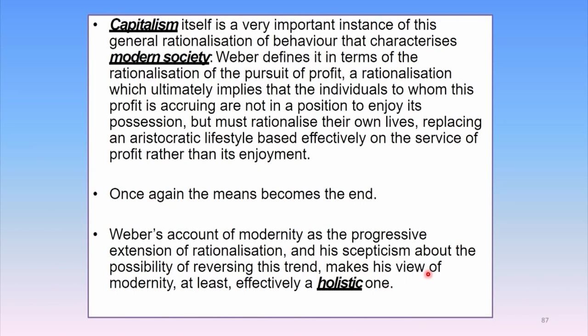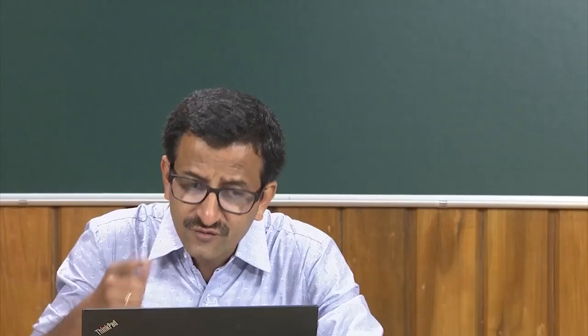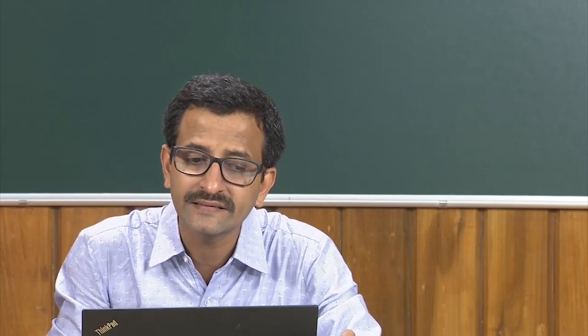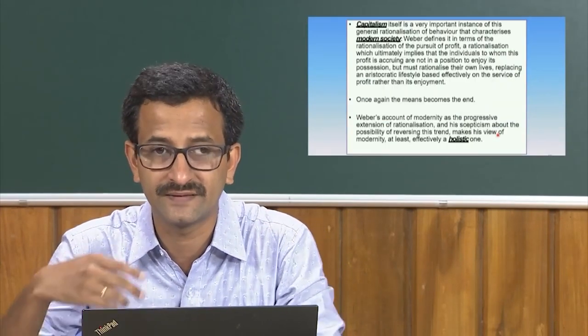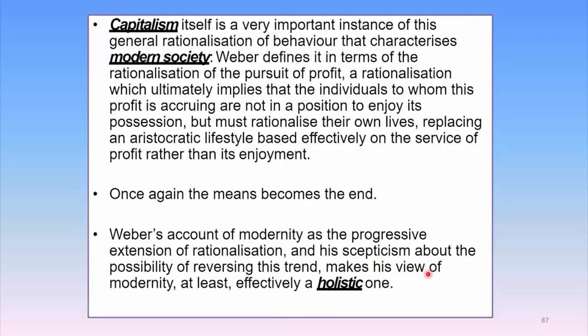Capitalism itself is a very important instance of this general rationalization of behavior that characterizes modern society. Weber defines it in terms of the rationalization of the pursuit of profit. I mean, in Economy and Society, if you look at Weber's exposition of such arguments, that is how he defines rationalization.